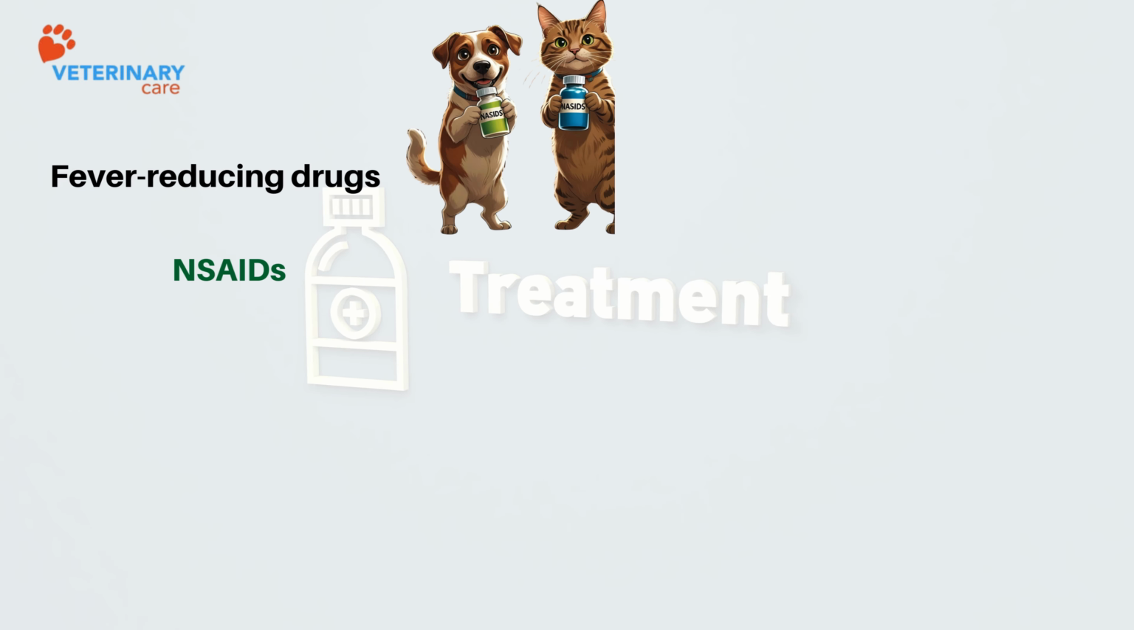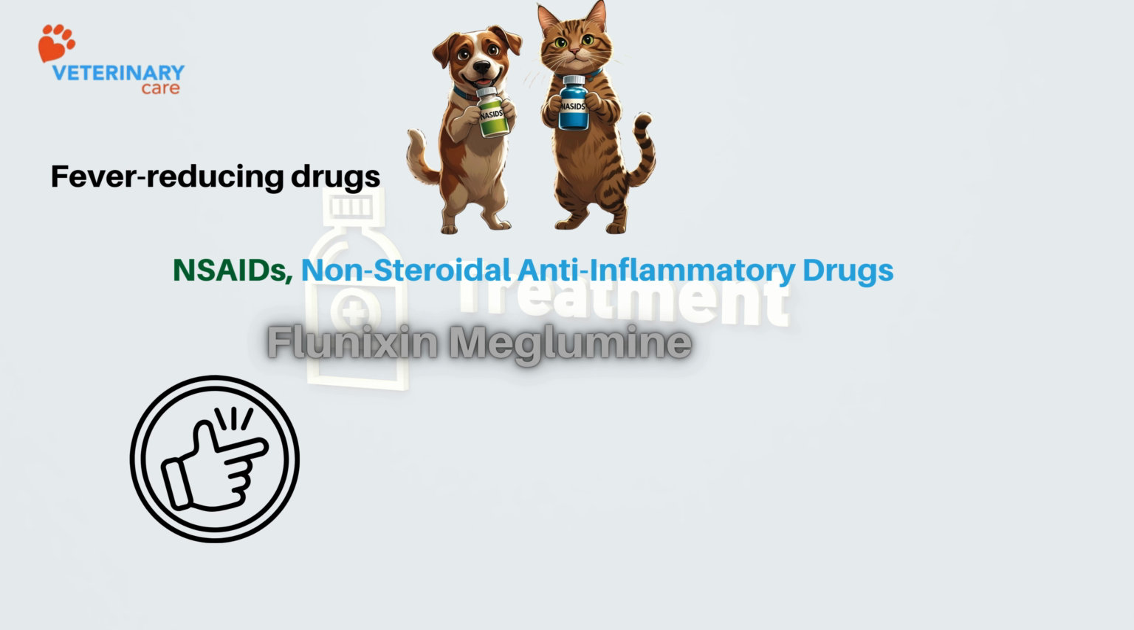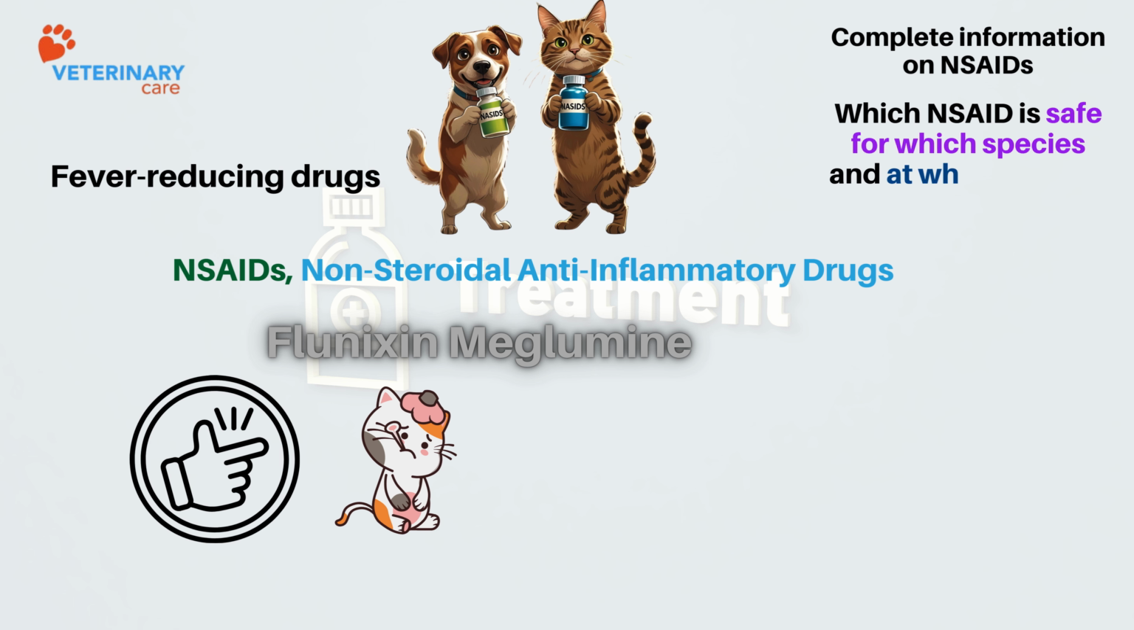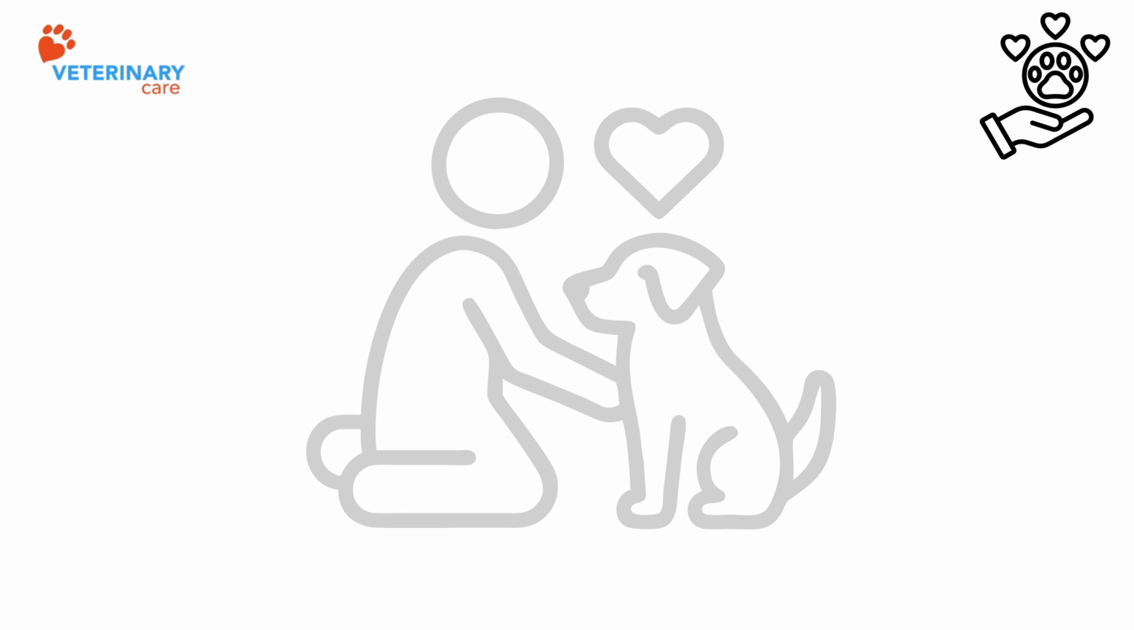Fever-reducing drugs like NSAIDs, nonsteroidal anti-inflammatory drugs, such as flunixin meglumine, must be used if the fever gets dangerously high. To see complete information on NSAIDs, including which NSAID is safe for which species and at what dosage, check out our detailed video linked in the description below. Supportive care is also very important.